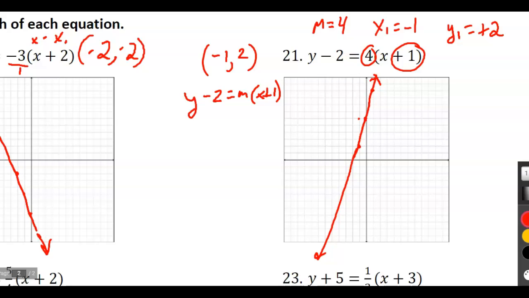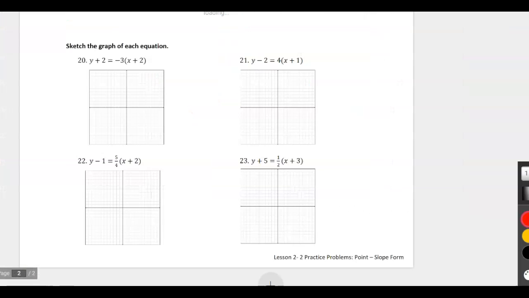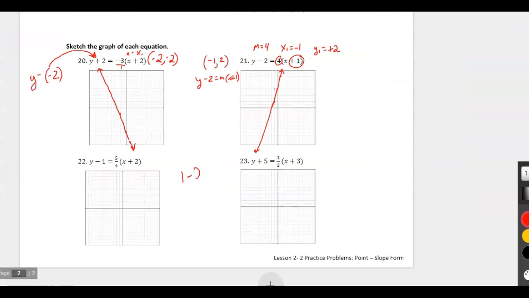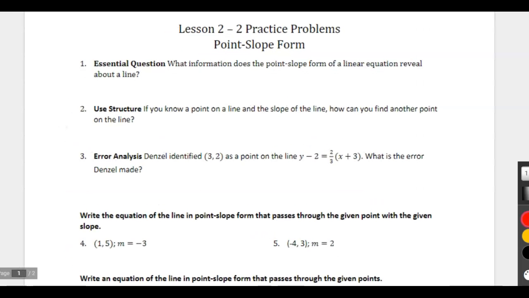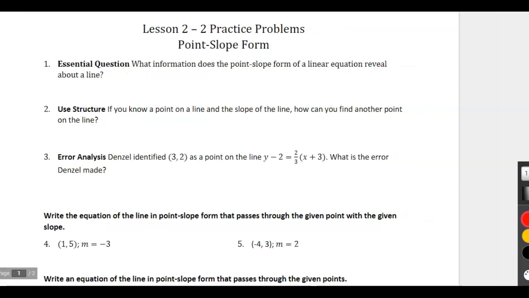Your assignment is the whole worksheet, which I guess is 1 through 23. Some of them are going to be very quick. A couple critical thinking ones up here. Take your best guess at them. Don't leave them blank. Don't write I don't know. Take your best guess. Okay, that is all.